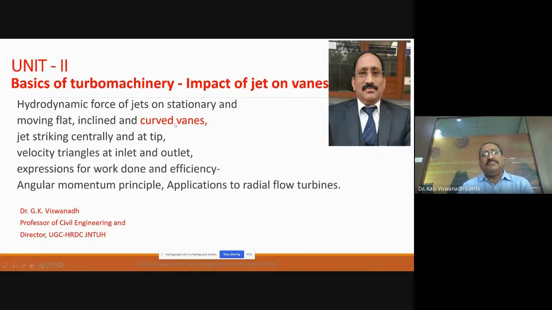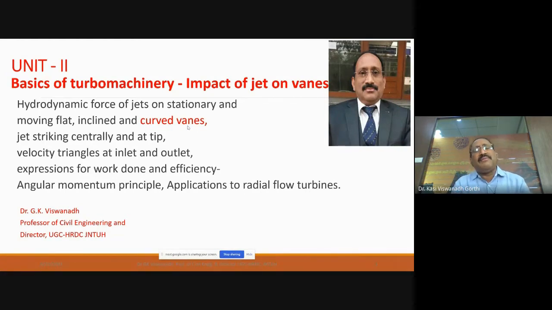Usually the term vane itself shows that it is a surface which is curved in nature. Though "curved vane" may appear redundant, in the case of vanes it is a curved surface, and in the case of flat surfaces we use the word plate. Vane is a general term which can be used for either a flat or a curved surface. That is why it is more specifically called a curved vane.